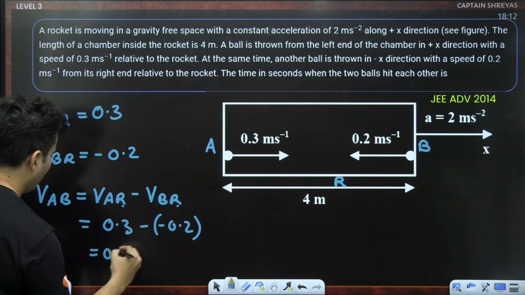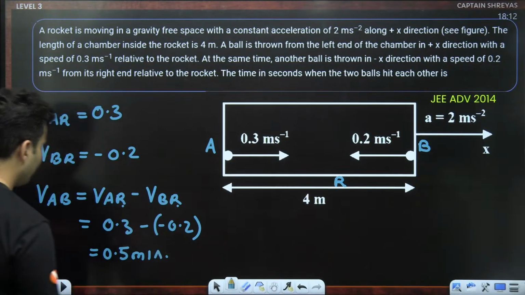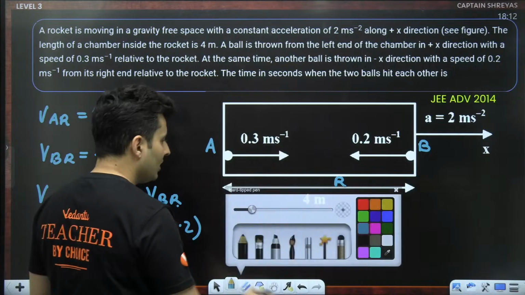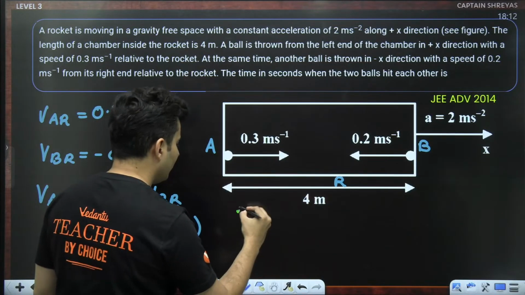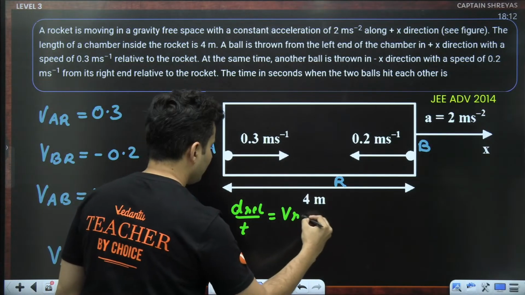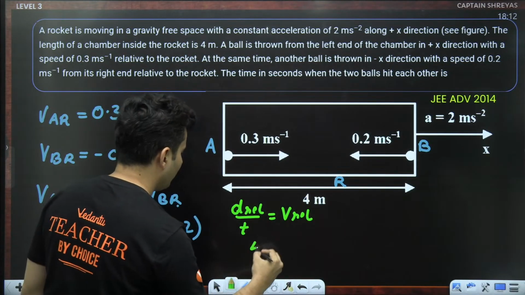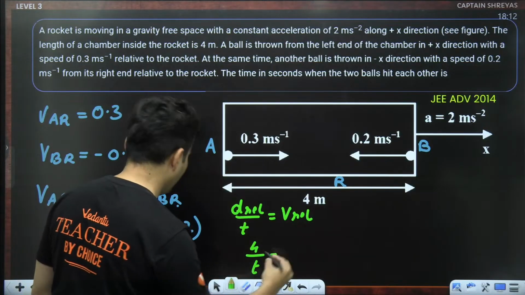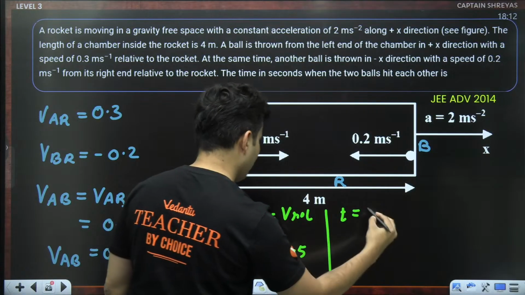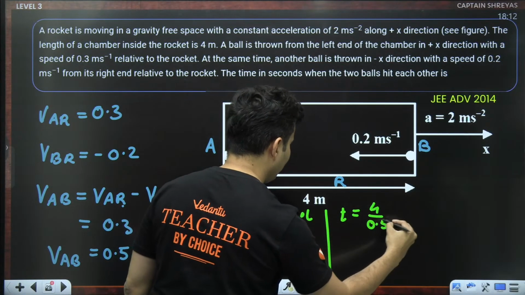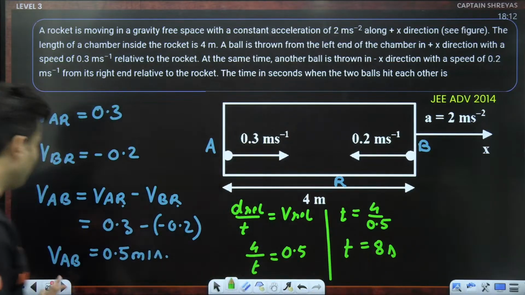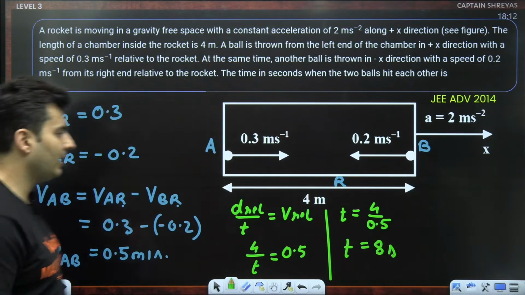So this will become just 0.5 meters per second. That is the relative velocity. The relative distance is 4. So using the concept, the relative distance upon time is your relative speed. Relative distance is 4, time we do not know, relative speed is 0.5. So what will be the time? Time will be 4 divided by 0.5. 0.5 is 1 by 2, so it will become 8 seconds. So that is the answer. Time is 8 seconds. Yes, that is correct.